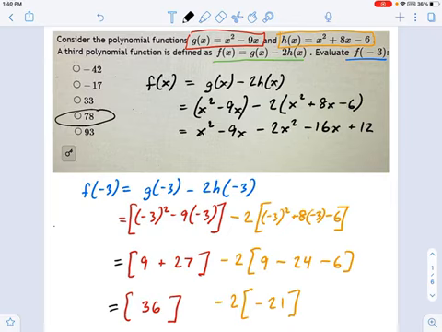And now I'm going to combine like terms. So x squared minus 2x squared, negative x squared. Negative 9x minus 16x, 25, I think, minus 25x. And then I still have that plus 12. So that's f of x. And if I want, at this point, now I can stuff negative 3 in place of all the x's. You're going to get the same exact thing as before, all right?